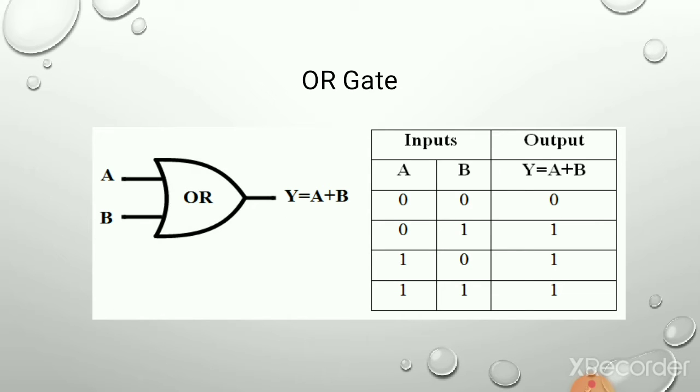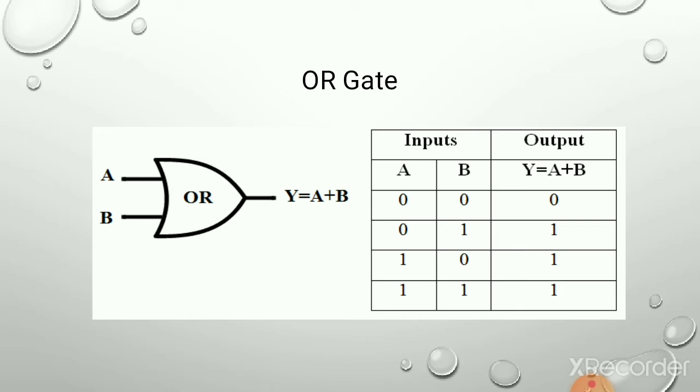First gate is OR gate. This is the logical symbol and truth table of OR gate. OR gate performs the logical addition on its inputs. Therefore, its output will be high if any one or both the inputs are high. Its output will be low if and only if both the inputs are simultaneously low.